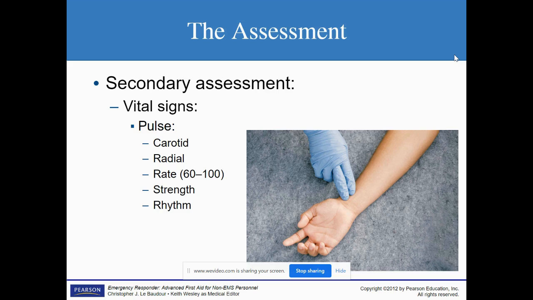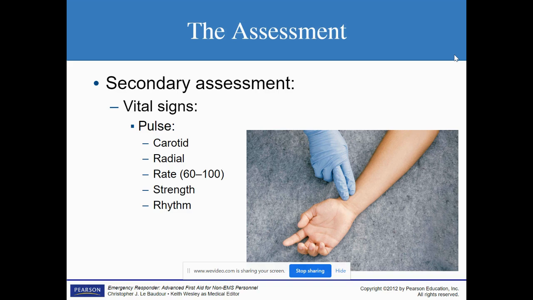Common vital signs that can be obtained and monitored without special equipment include pulse, respirations, and signs with their skin. So the pulse. A pulse is what you feel when the heart is pumping a wave of blood through the arteries of the body. It can be felt with the fingers when a pulse point lies close to the skin and over a hard surface such as a bone.